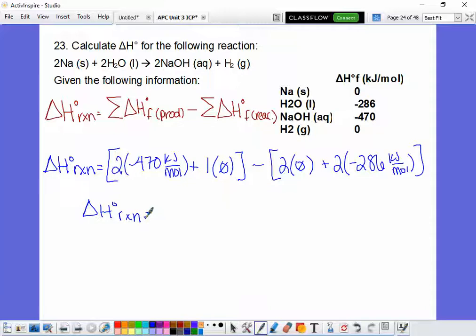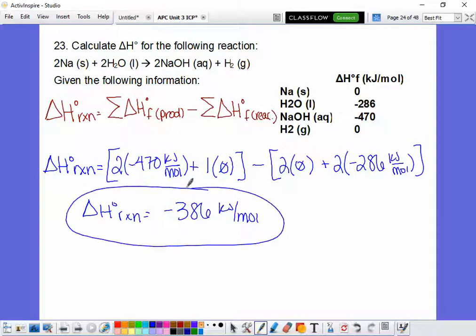What did you get? Negative 386 kilojoules per mole. So this overall reaction releases 386 kilojoules of energy per mole of reaction. Right? Questions? That means it's exothermic. Yes, exothermic. Cool.